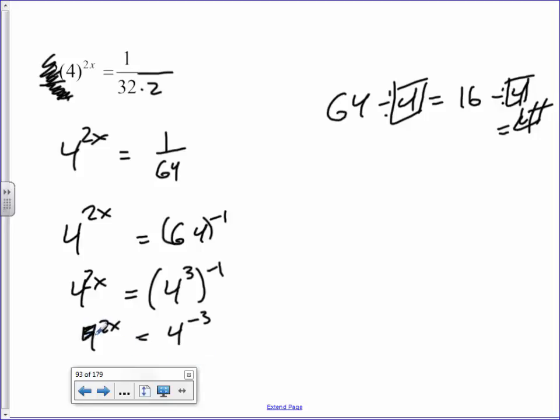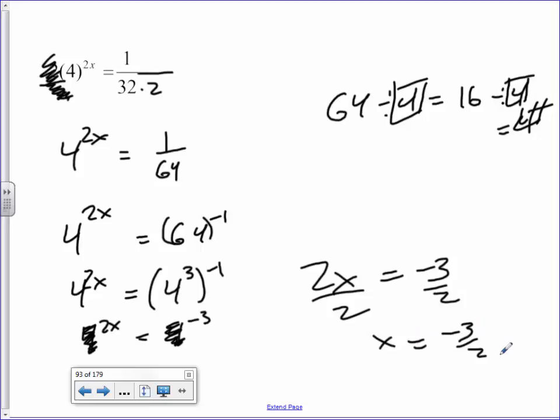Now the 4s cancel, yeah. Cancel those 4s. And now you're left with a nice linear 2x equals minus 3. Divide by 2. Bob's your uncle. We're done.